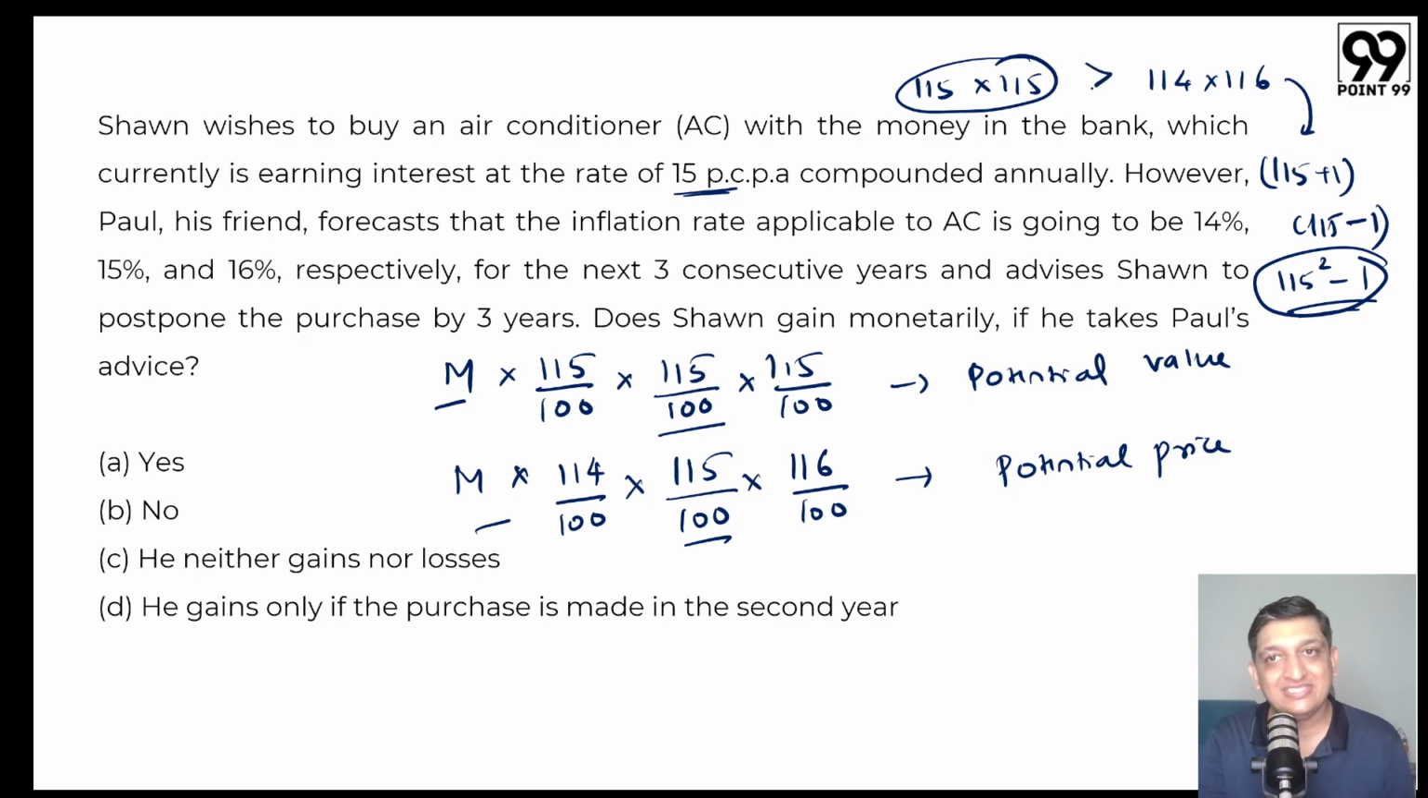Left hand side is 115 square, right hand side is 115 square minus 1, which means that by the barest of margins, the left hand side is winning this particular deal, which means that the potential value is going to be greater than the potential price. Potential value is going to be greater than the potential price, which means that whatever Paul is saying makes sense, because at the end of 3 years, Sean will be able to buy the AC and will also have some money left over because of a better rate of interest compared to the inflation. So will Sean gain momentarily or monetarily? Rather, yes, Sean will definitely gain monetarily if he takes Paul's advice.